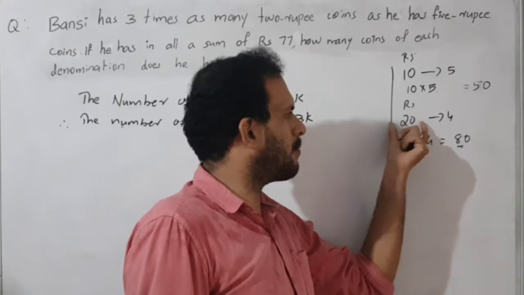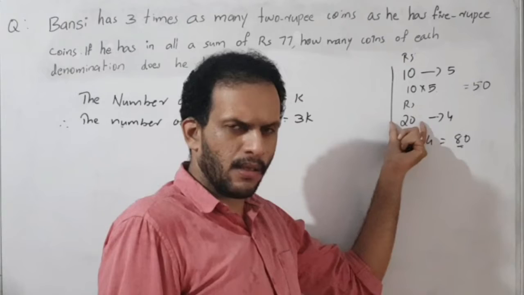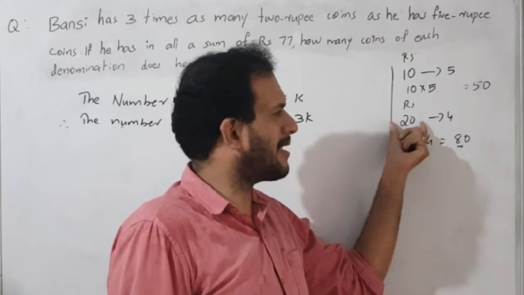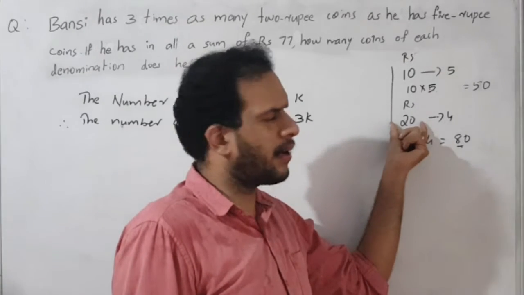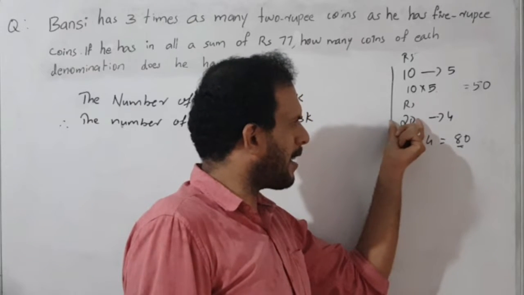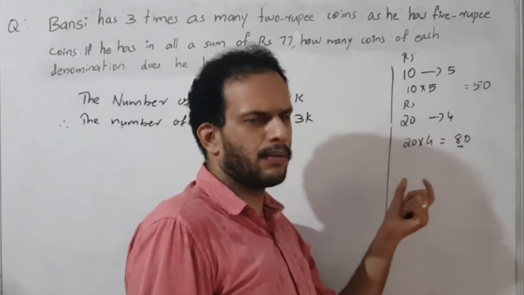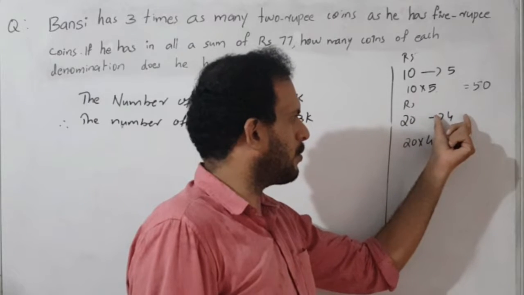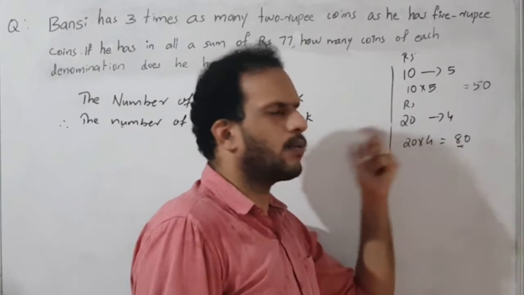അങ്ങനെയാണെങ്കിൽ 20 രൂപയിൽ നിന്ന് മാത്രം കൗണ്ട് ചെയ്താൽ എനിക്ക് എത്ര രൂപ കിട്ടും എന്നറിയാൻ വേണ്ടി എമൗണ്ടിനെ ഇതിന്റെ എണ്ണം കൊണ്ട് എന്ത് ചെയ്താൽ മതി? മൾട്ടിപ്ലൈ ചെയ്താൽ മതി. 20 രൂപയുടെ എത്ര ഉണ്ട്? 4 എണ്ണം ഉണ്ട്. അപ്പോൾ 20 into 4 is equal to 80.